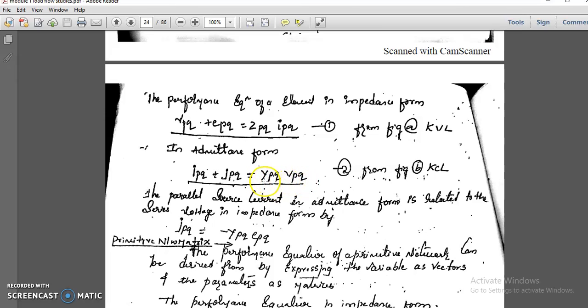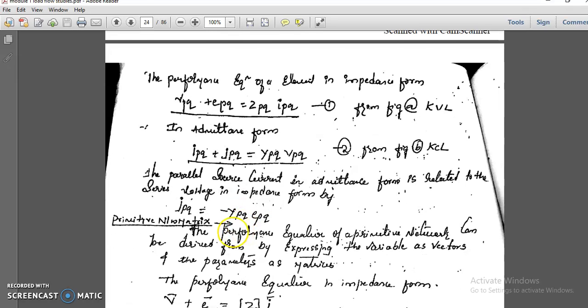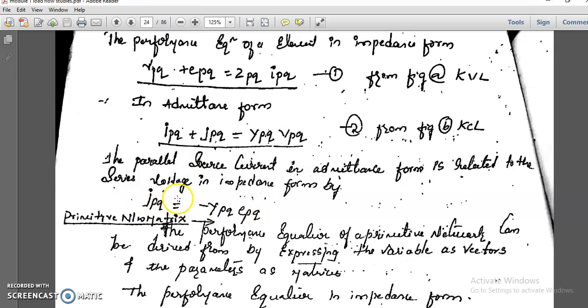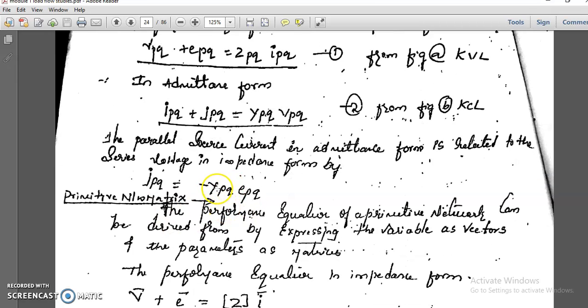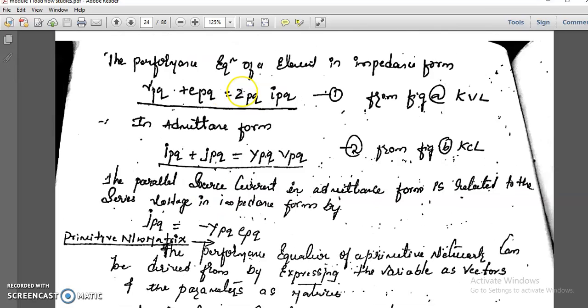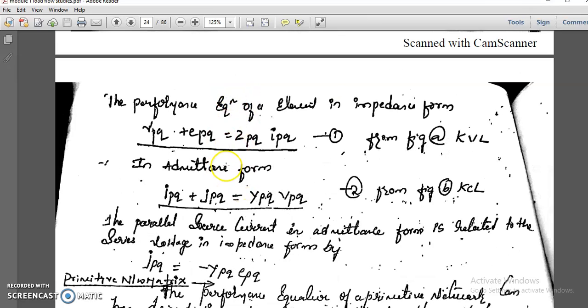Here the parallel current source will be JPQ, and it is related to the series voltage in impedance form. But in short, the same equation we are writing here in another form. This parallel source JPQ is minus YPQ into EPQ. Actually a negative value you will get if you take it this way. So I am just writing in this form. No need actually, but you can write like this also. This is the equation. These are the main two performance equations.